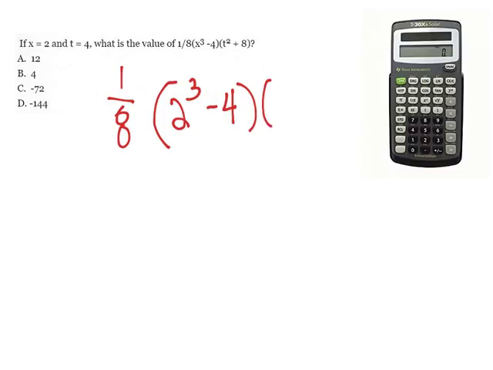What is the value of 1/8, and then in parentheses, x cubed minus 4, and then in another parentheses, t squared plus 8? So in this situation, let's go ahead and rewrite our equation, but with our substitutions. So I have 1/8, and then in parentheses, x is 2 cubed, or 2 to the third, minus 4, and then t is 4 squared plus 8. Okay? So remember PEMDAS.